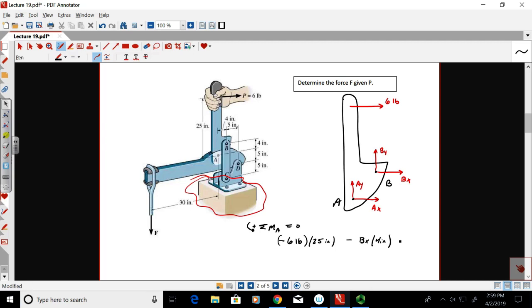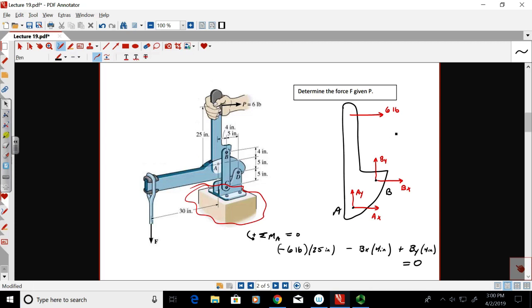And then By, the vertical force at B, looks like it's going counterclockwise around A. So it's going to be plus By. And it turns out, if you look at the picture carefully, the perpendicular distance between By and A is also 4 inches. You see that? Now, does that equation enable me to solve for Bx or By? No. Right? I can't solve for either one of them. They're both in the equation.